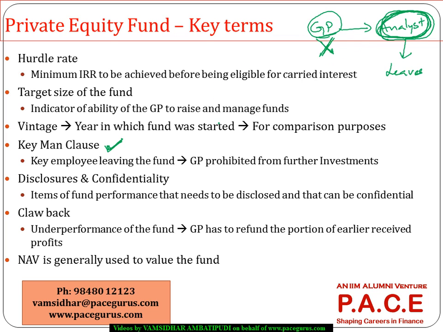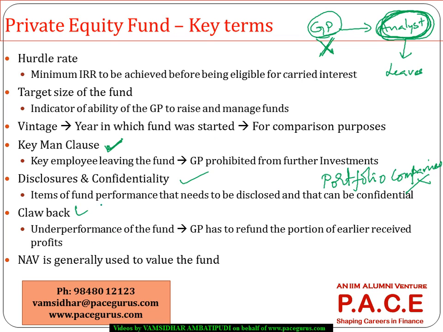Then the agreement can also contain the disclosures as well as the confidentiality, what needs to be disclosed to the limited partners, especially the fund performance on a quarterly, semi-annual, or annual basis. But the composition of each of the portfolio companies, the performance of each of the portfolio companies, the in-depth details of each of the portfolio companies can be confidential, need not be disclosed. So as far as the overall fund performance is concerned, yes, it may have to be disclosed, but the in-depth performance of each of the portfolio companies need not be disclosed there.